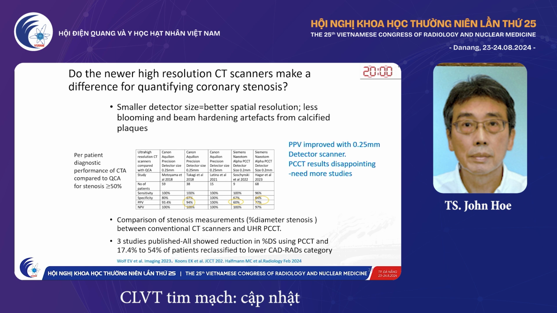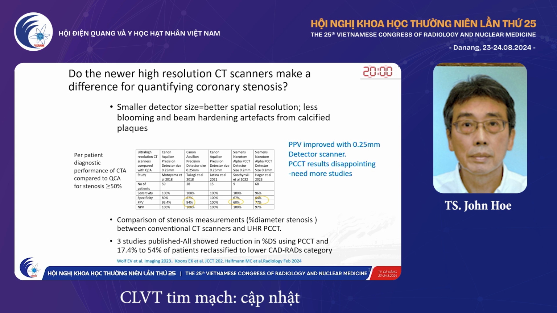Well, these are the published papers. With the Canon 0.25 detector scanner, you can see the positive predictive value has improved from the normal or traditional scanners, which is usually around 70 or 80. With the Siemens, the positive predictive value is not as high as we would expect, but it could be related to the small size of the studies, so we need to await further studies.